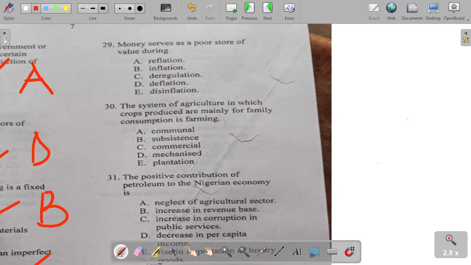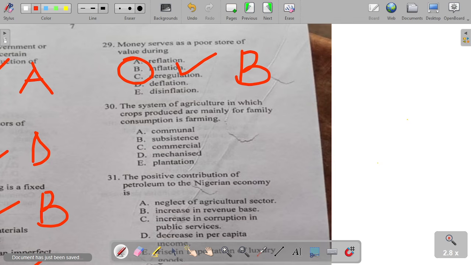29. Money saved is a poor store of value during what? Money saved as a poor store of value. You have 10,000, you save some time. If there's inflation, that means the money might become 2,000 in the long run. Although you save 10,000, the value during inflation might be low. So the answer is B.